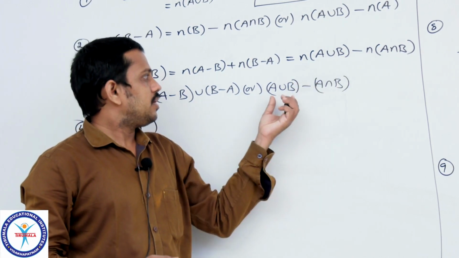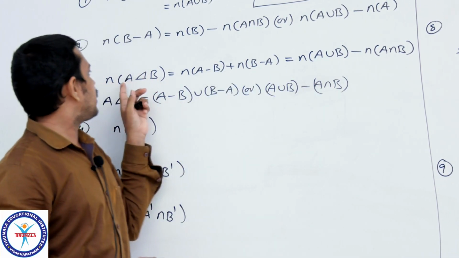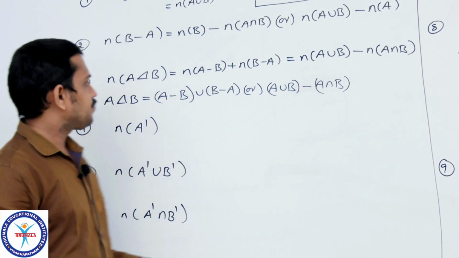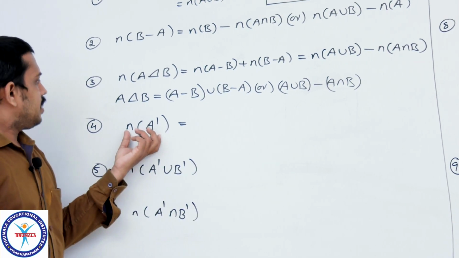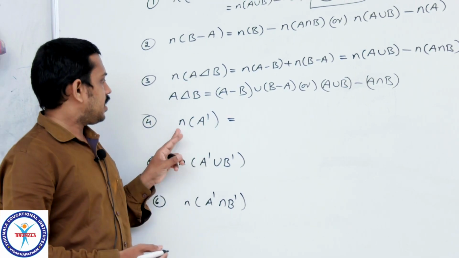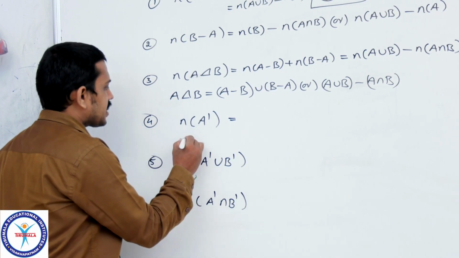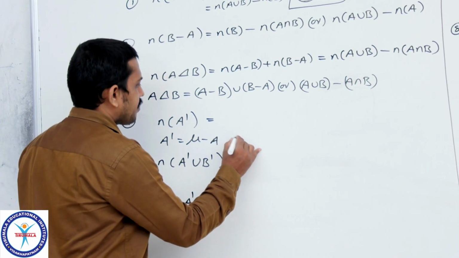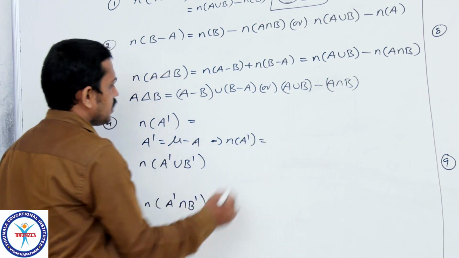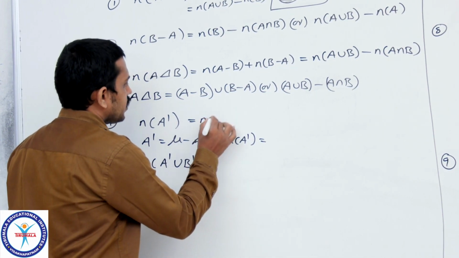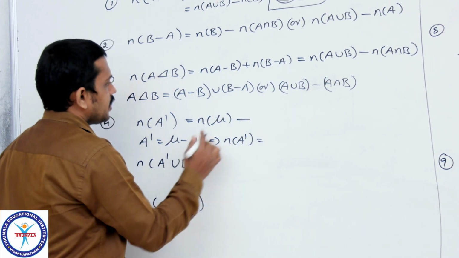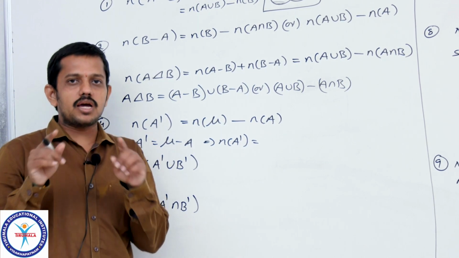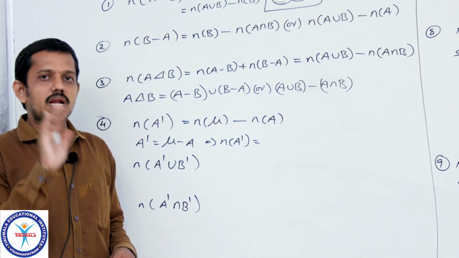So, this represents A delta B: n of A union B minus n of A intersection B. Now, what is the number of elements in the complement of a set? N of A complement. A complement is nothing but mu minus A. Therefore, the number of elements in A complement is equal to n of mu minus n of A. A complement means the elements belonging only to the universal set that do not belong to A.